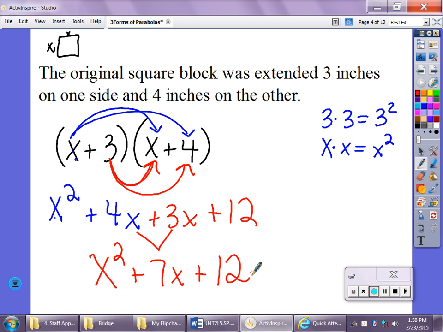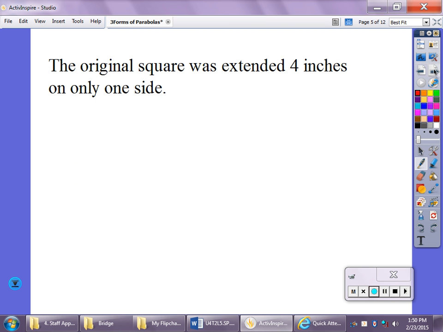Okay, let's move on to the next problem in the packet. The original square was extended 4 inches. So original extended 4. And then they left the other side alone. So the other side is x. The original was x. Okay?